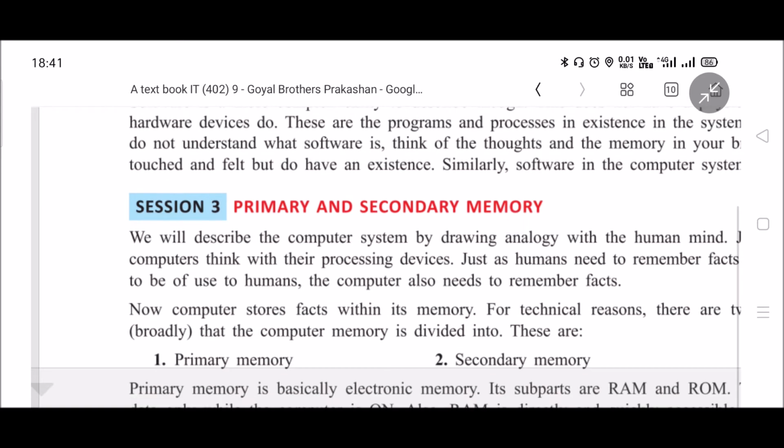Session 3, primary and secondary memory. In computer, there are two different types of memory found. Memory is defined as the reserved part of computer where our data are stored. So all the work we perform in the computer, it gets stored at a point or a place. That place is called memory. It is nothing but an electronic component in which the data are stored.